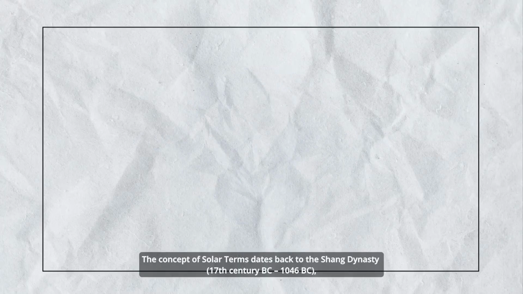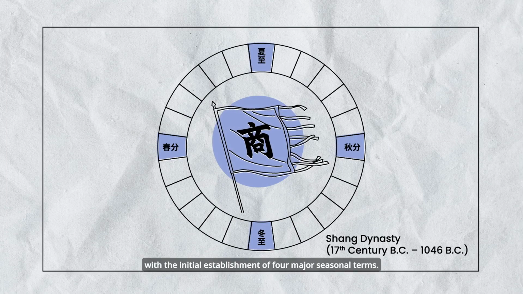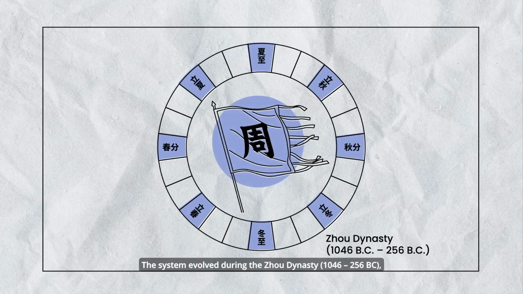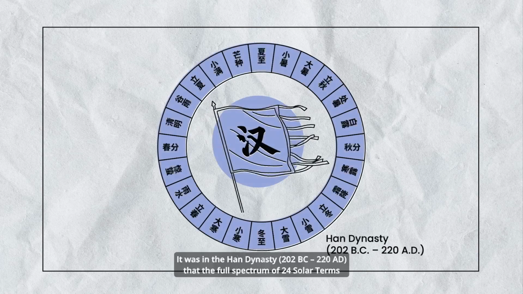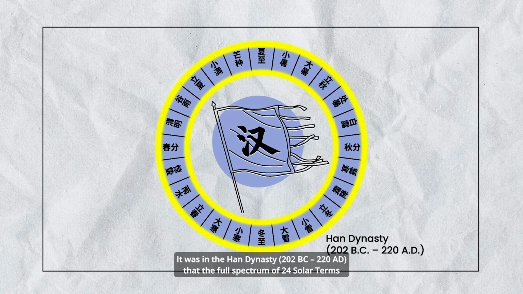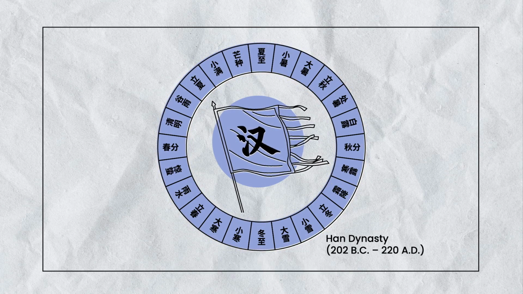The concept of solar terms dates back to the Shang dynasty with the initial establishment of 4 major seasonal terms. The system evolved during the Zhou dynasty, expanding to 8 terms for more precise seasonal demarcation. It was in the Han dynasty that the full spectrum of 24 solar terms became an official part of the Chinese calendar.